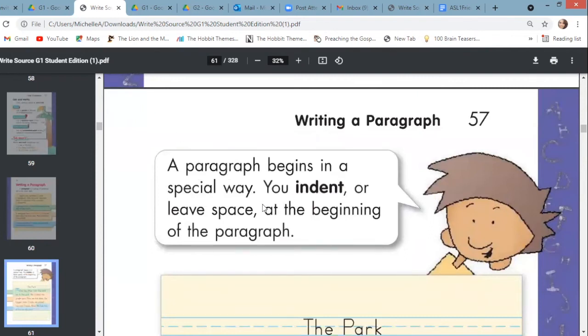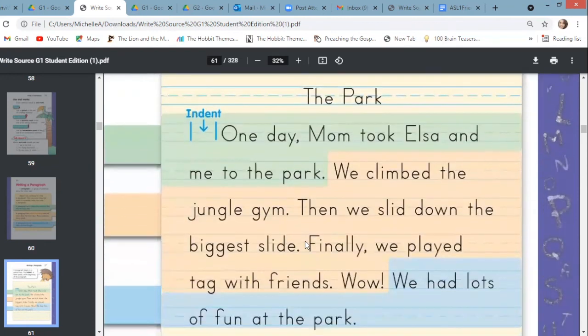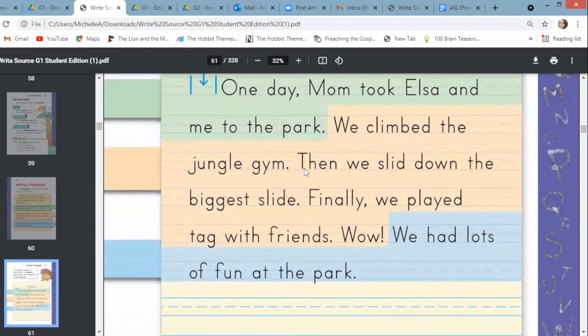A paragraph begins in a special way. You indent, so you move in. If you're typing, then it's 5 spaces, but if you're writing, it's just about that, right? When I'm typing, I also use 2 spaces. Oh, okay. Or you can use your tab, right? So you indent or leave space at the beginning of your paragraph, just like this, see? One day, who wants to read this? Okay, Lucas, go ahead.